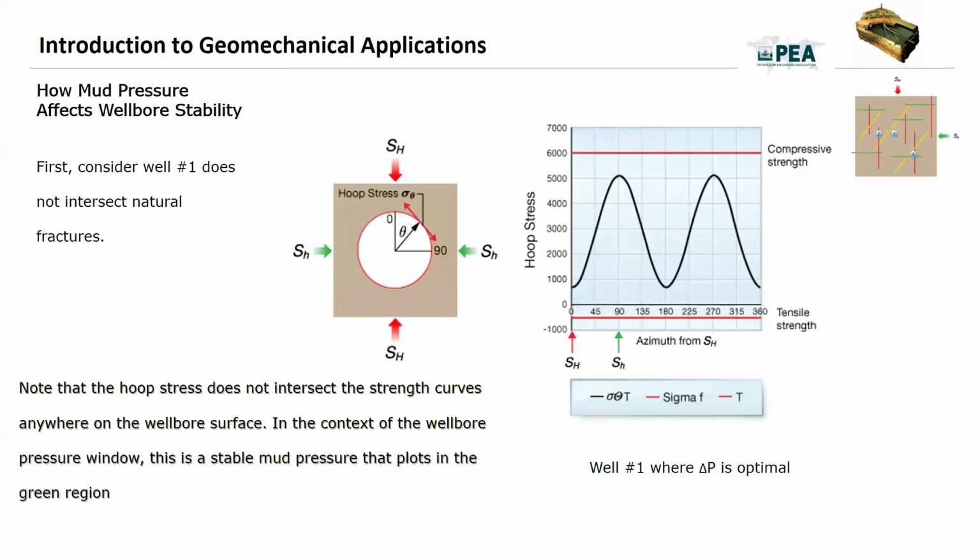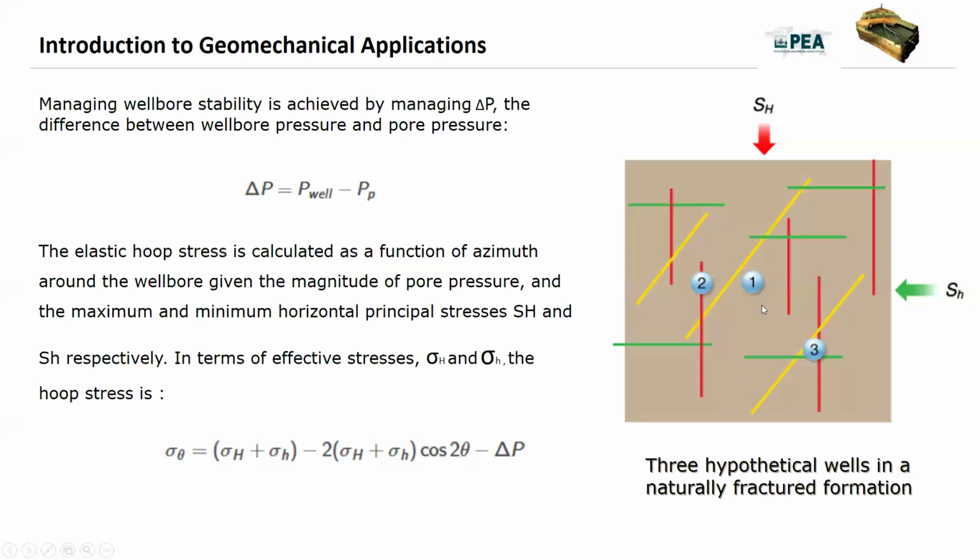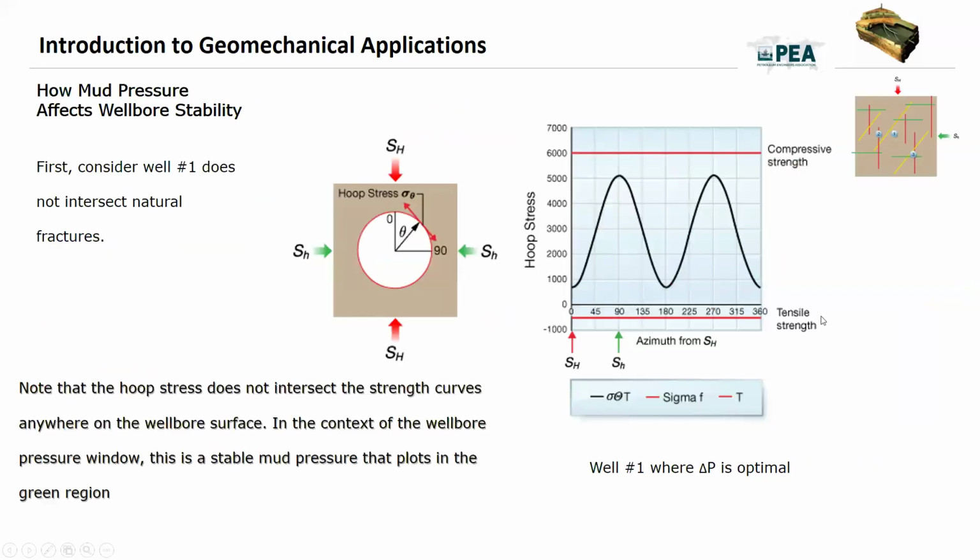Here we go. This figure shows an example of well one. This well is drilled far from the fractures, with no interaction between fractures. For well one, delta P is an optimal delta P. At the left of the slide, we have a cross section of the well with the minimum and maximum horizontal stress, and also sigma theta, which is the hoop stress. At the right is the variation of the hoop stress.